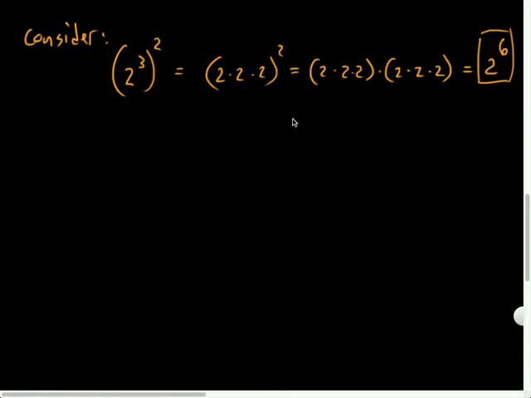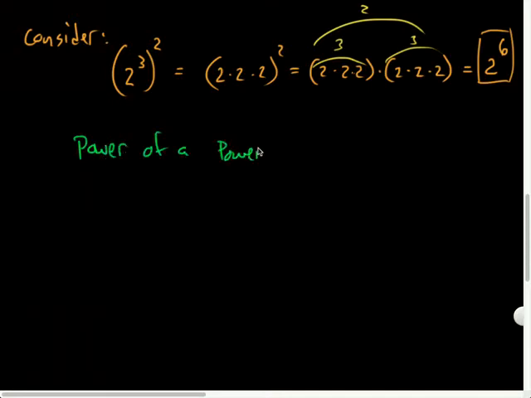And does anyone see a shortcut for how I could have gotten to this 6? Yeah, 3 times 2 is 6, right? Look at even here. Here's 2 sets of these 3 2's. 3 2's here, 3 2's here, and there were 2 sets of that. 2 times 3 is 6, whichever way you want to think about it. So this is called the power of a power property. Hopefully you've seen some of these before.